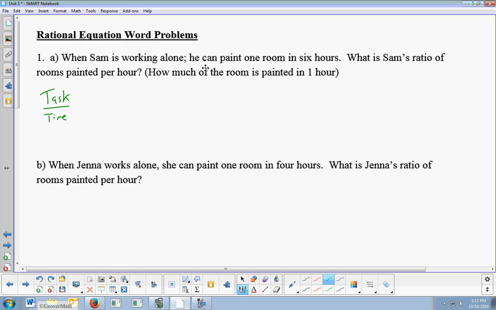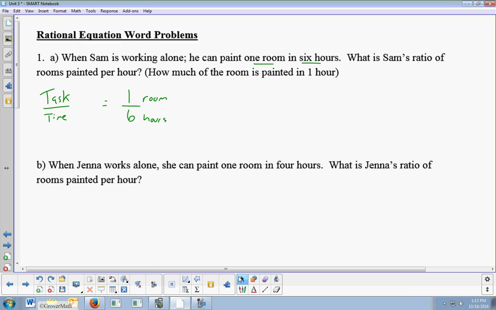When Sam is working alone, he can paint one room in 6 hours. So what is Sam's ratio of rooms painted per hour? And so the task is he can paint one room, and he does this in 6 hours. So we want to think of Sam's rate as 1 over 6. And again, that's one room in 6 hours. And we can get the decimal equivalent of that, but that is his rate per hour.